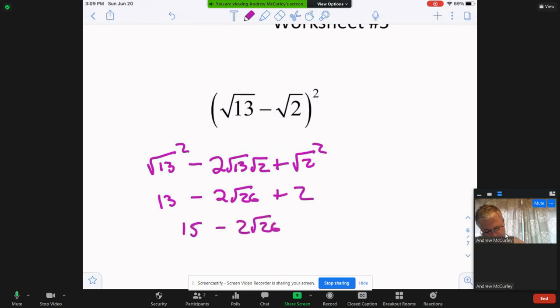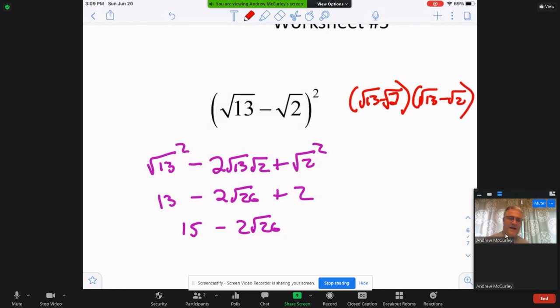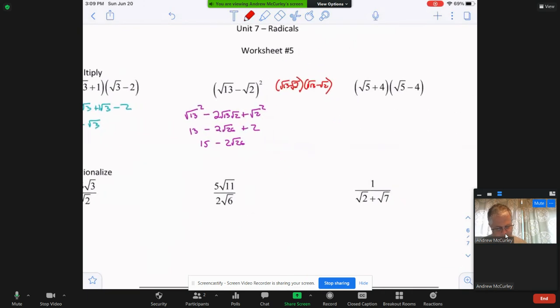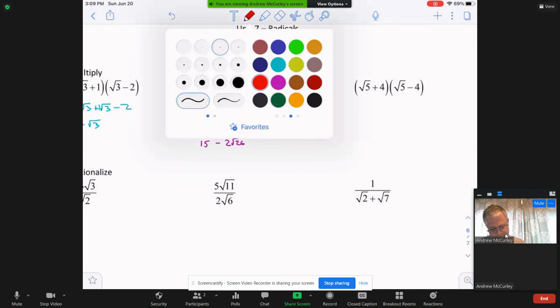Or you could have written it out, root 13 minus root 2, root 13 minus root 2. You could have done that as well. I hope you use that. It's much more efficient. Get you there a lot quicker. Especially if you're taking the SAT or the ACT and you need to save some time. It's a good thing to do.